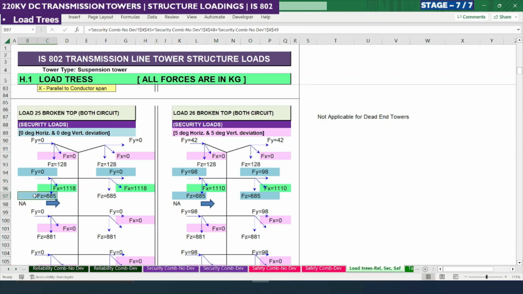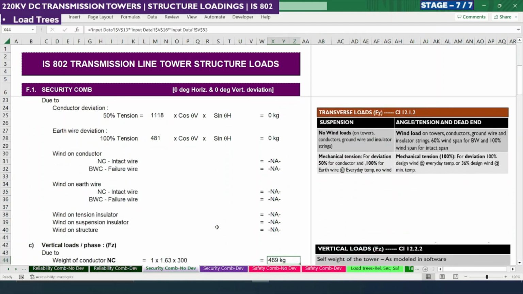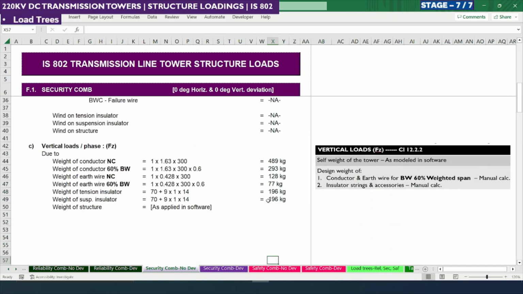Also, the weight of the conductor we need to consider only in the broken wire condition. It means reduced span. So here in the weight we have calculated 60% for the broken wire condition as per clause 12.2.2 of IS 802.1. Adding this 60% of the broken wire condition with the insulators, of course, the tension insulator we should not add in case of suspension tower. So it is 685 kg in sum.